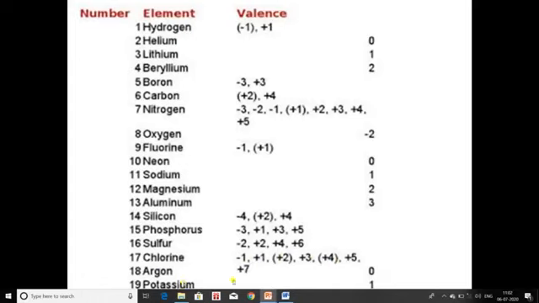Next is argon. It shows 0 oxidation state. It belongs to the 18th group, but there are some exceptions, exceptional compounds. So here +7 is written. Next is potassium. It will show +1 oxidation state. So you should know the oxidation states of these elements.